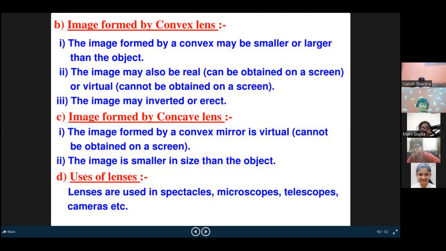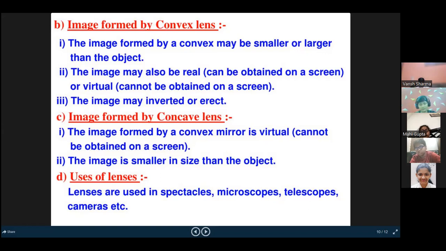Image formed by a concave lens. The image formed by a concave lens is virtual and cannot be obtained on a screen. Second, the image is smaller in size than the object. Uses of lenses. Tell me one thing. Here should it be mirror or lens? Ma'am, lens, because we are talking about the lens. So here it should be concave lens: virtual and smaller in size.